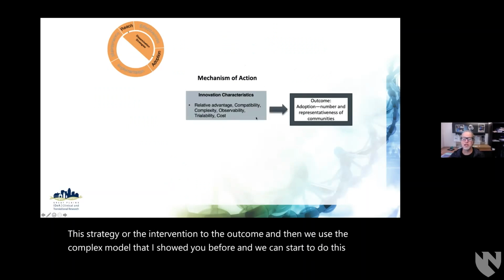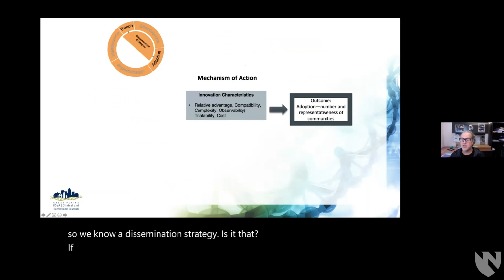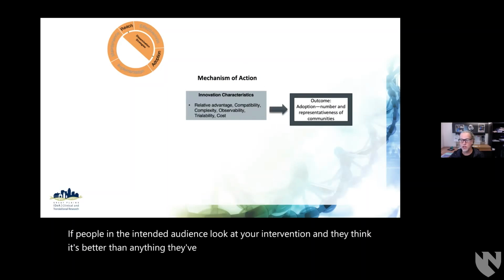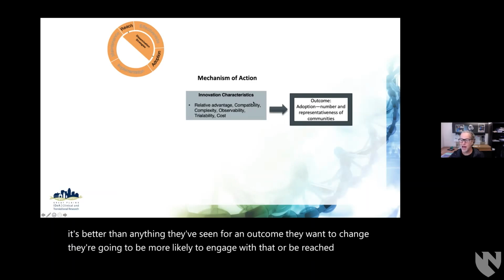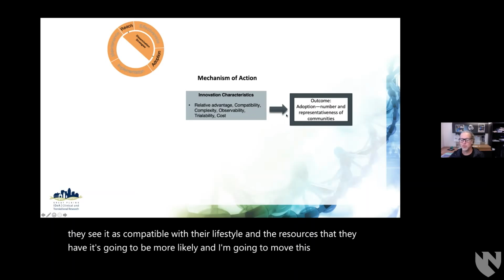So we know a dissemination strategy is that if people in the intended audience look at your intervention and they think it's better than anything they've seen for an outcome they want to change, they're going to be more likely to engage with that or be reached, right? If they see it as compatible with their lifestyle and the resources that they have, it's going to be more likely, and I'm going to move this to adoption. I'm sorry, I'm talking about adoption here.